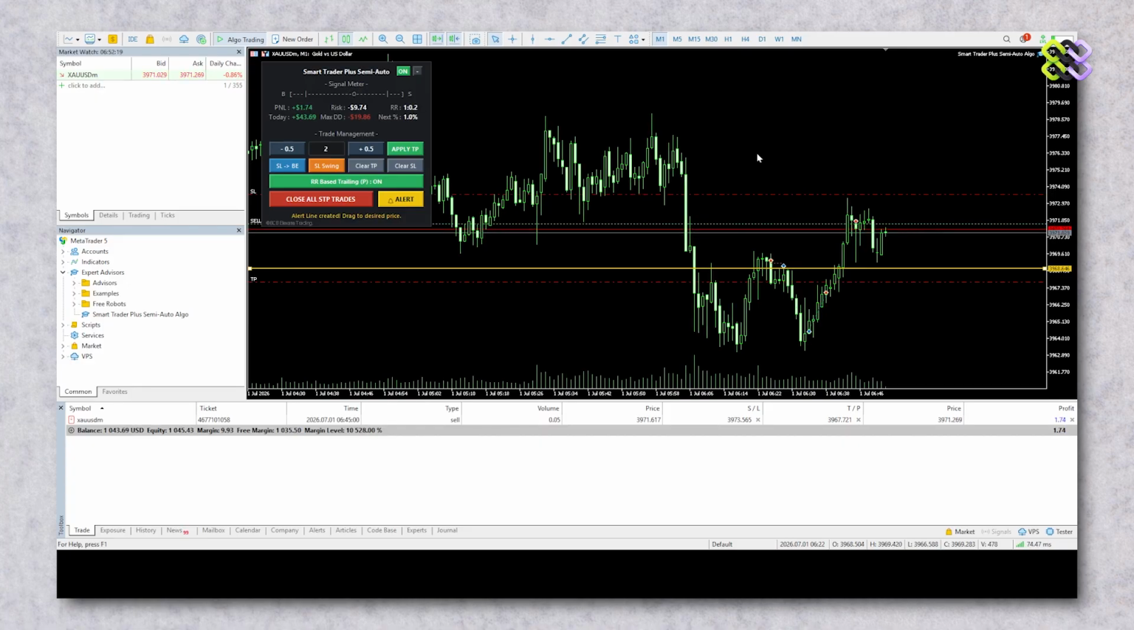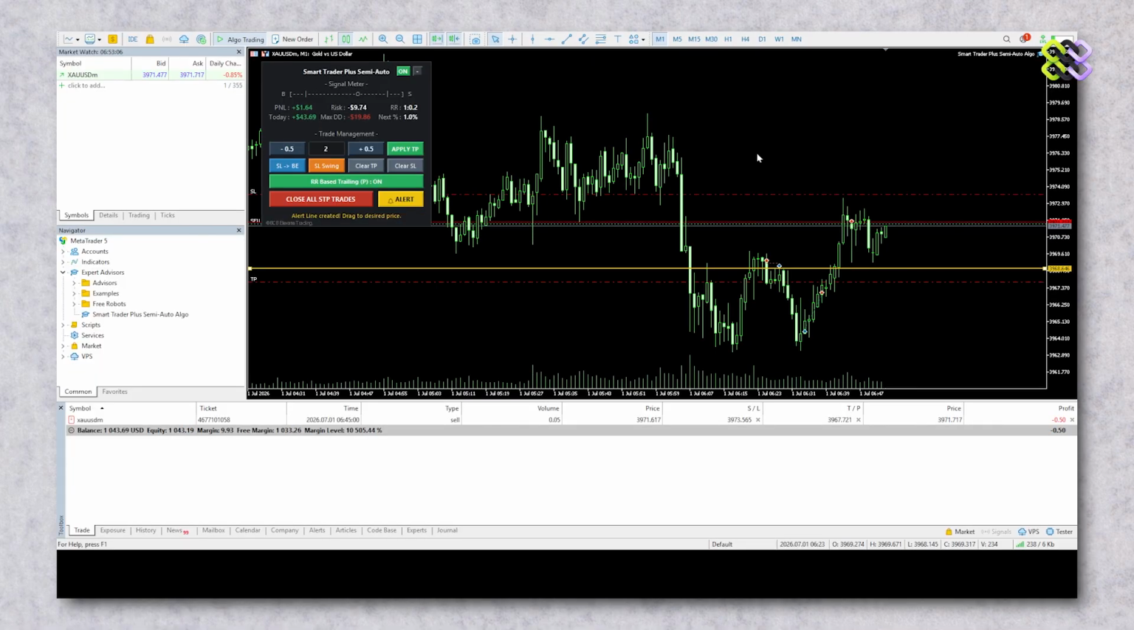Say goodbye to staring at the chart waiting for the price to reach a specific level. Simply click the alert button. A custom line appears on your chart. Just drag and drop this line to the price you care about. When the market hits that line, the system will trigger a sound notification, letting you know it's time.